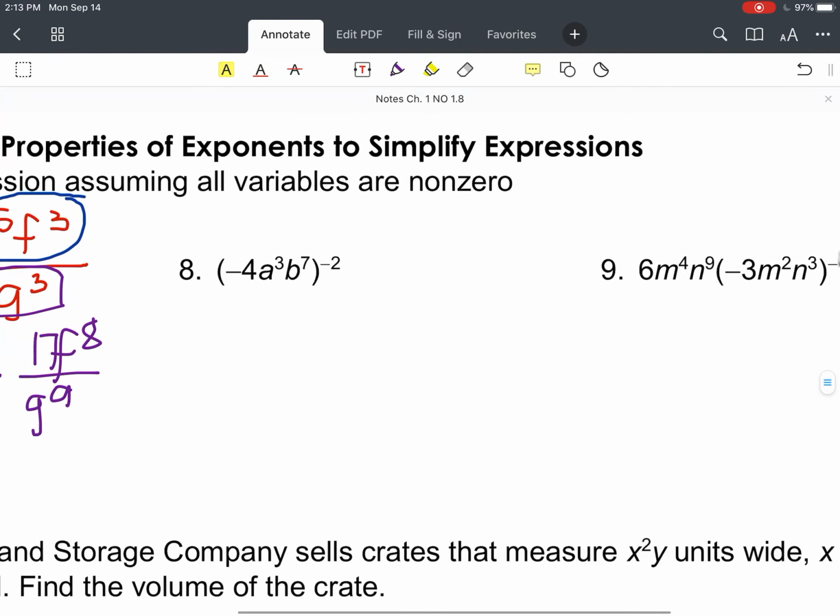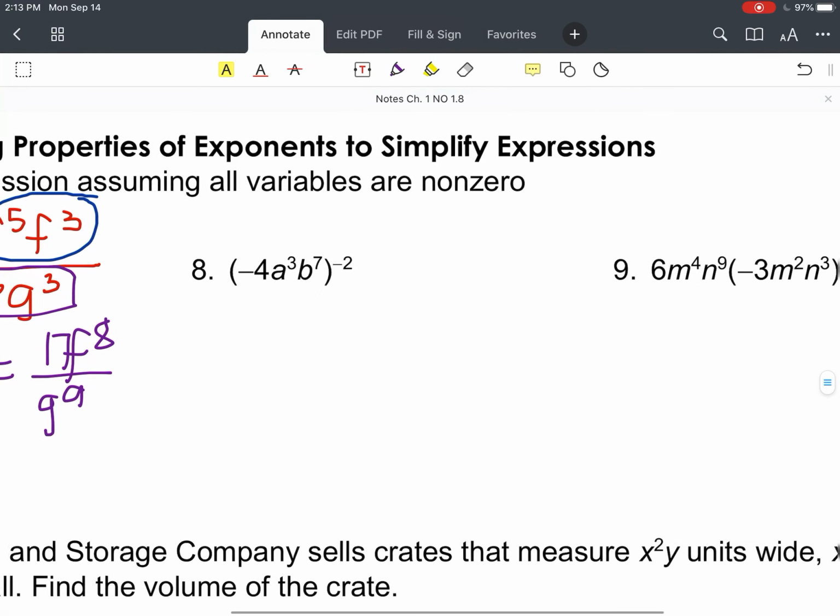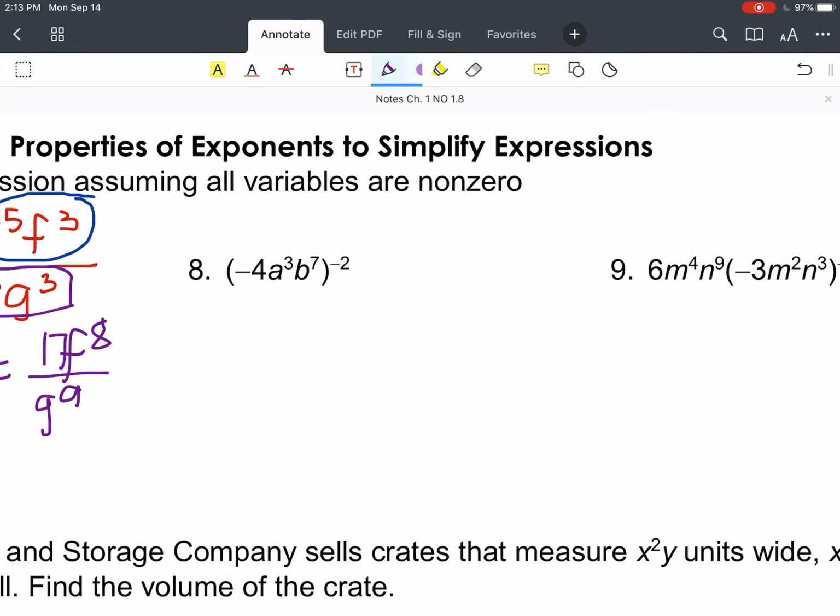Number 8. So let's try number 8. Number 8 starts with the whole thing in parentheses and a negative 2 exponent. So right away I know I need to flip my fraction. Well, this fraction is over 1.